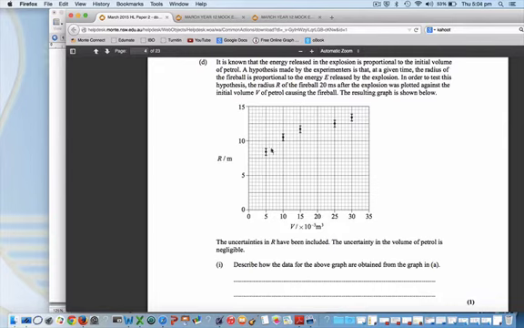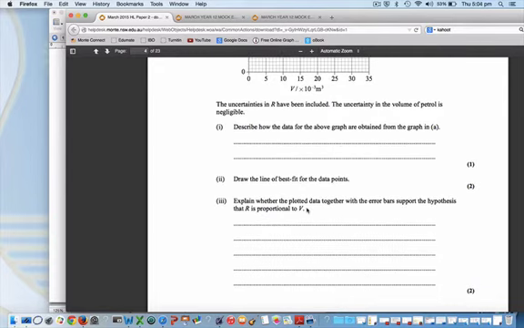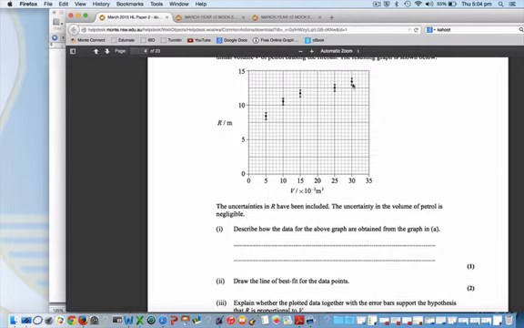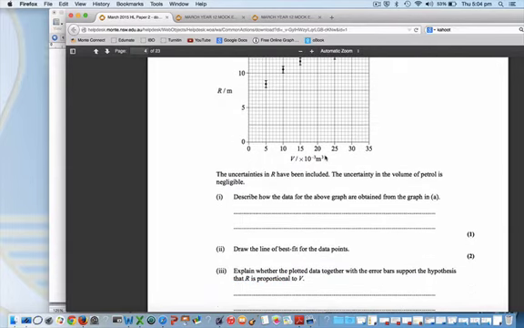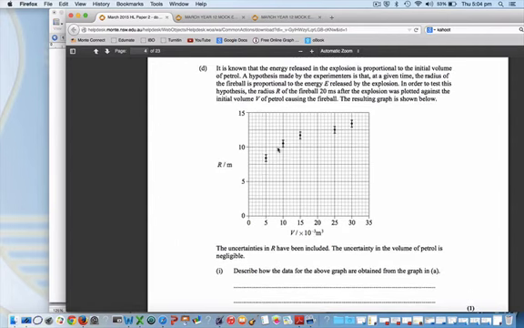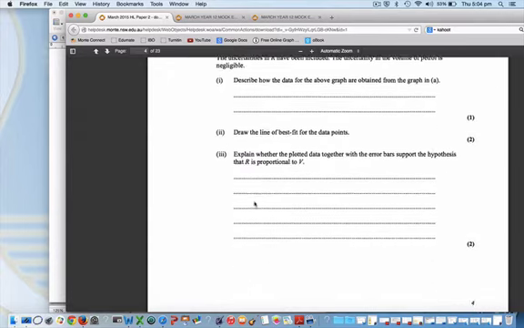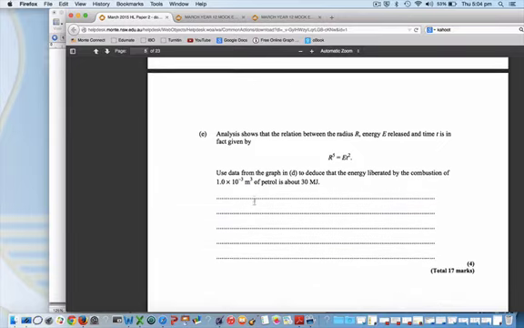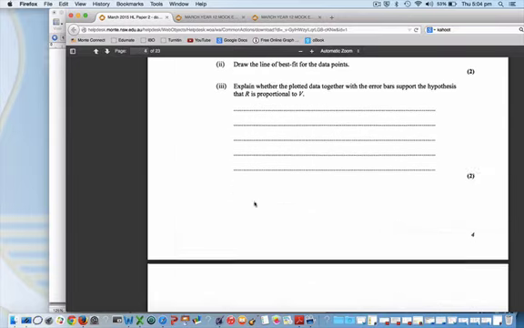So the answer to this question, part 3, does this data support the hypothesis that R is proportional to V? No, they don't. The data doesn't support that because we can't draw a straight line through all of the error bars. Okay, so it's not a straight line. And number 2, it's not going to pass through the origin either. So there's our 2 marks again. Same question, repeat question. Alright, so that's part 3.